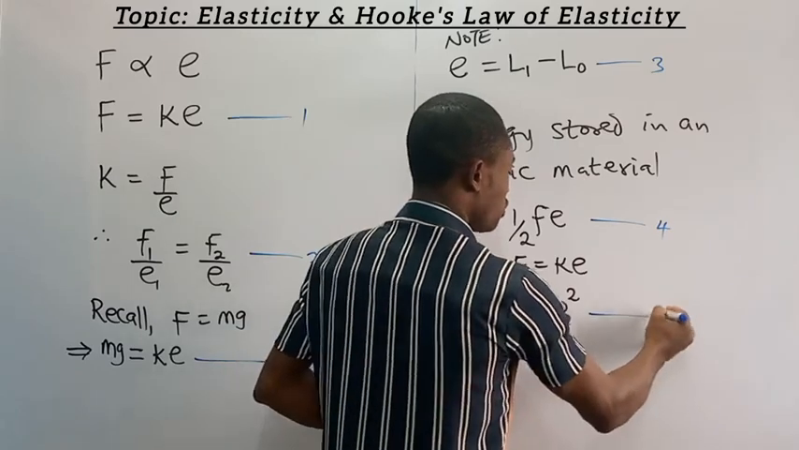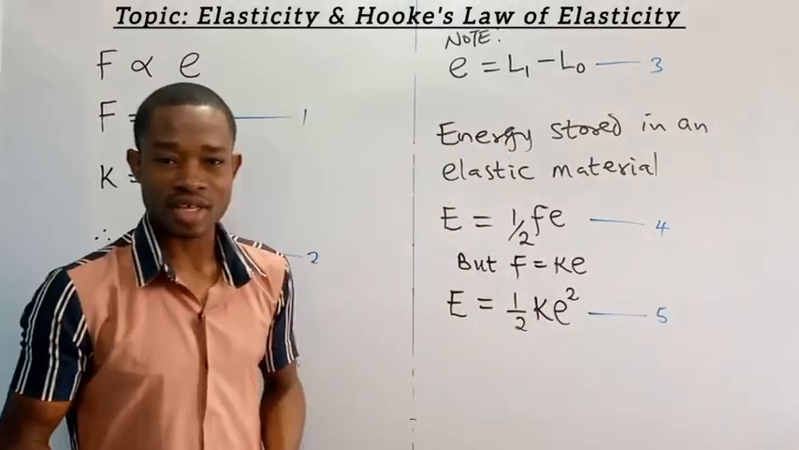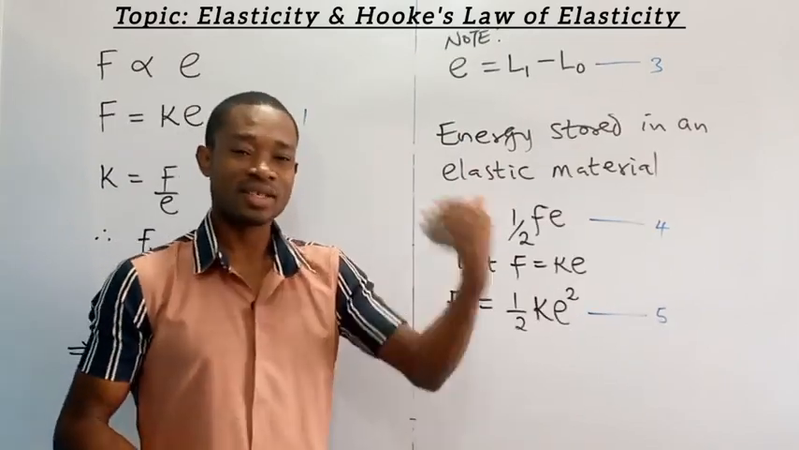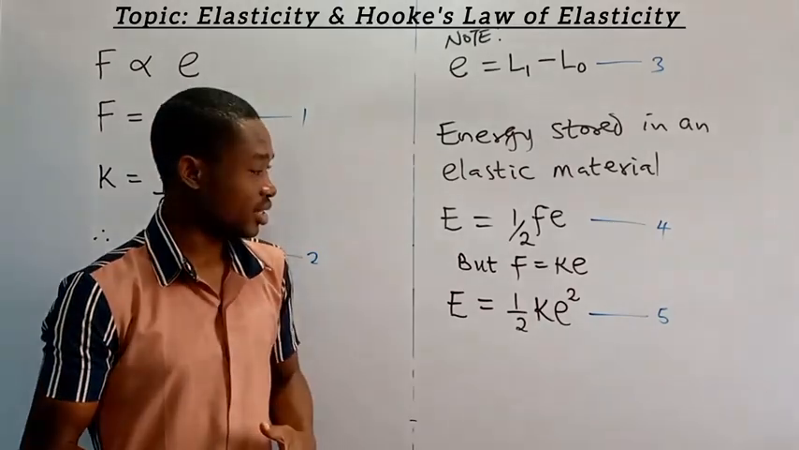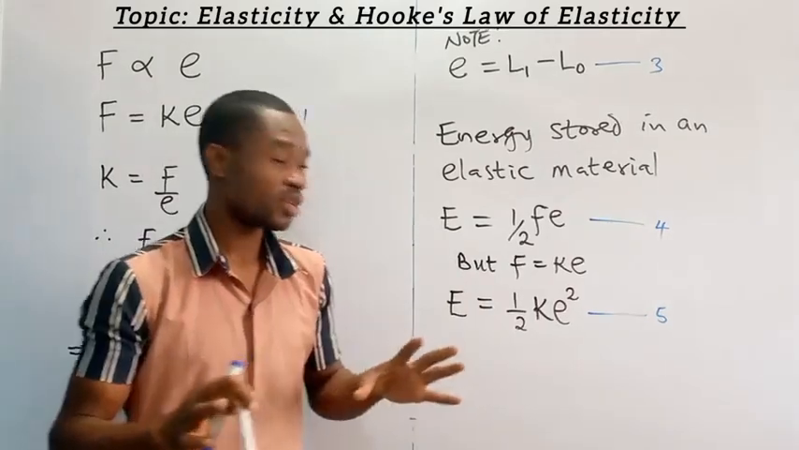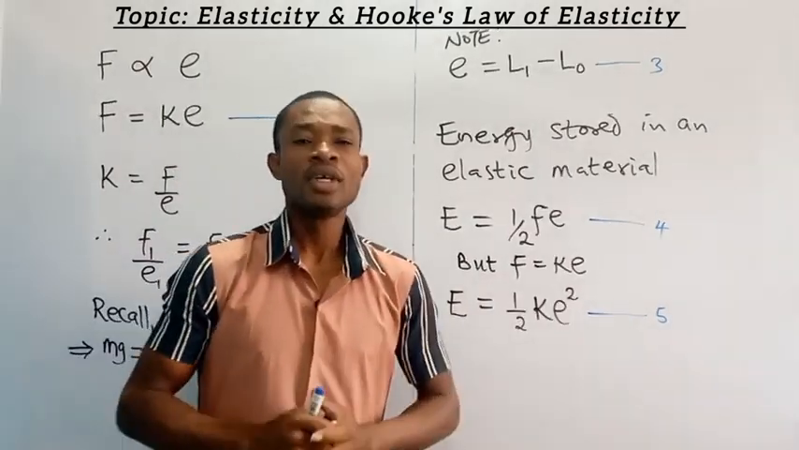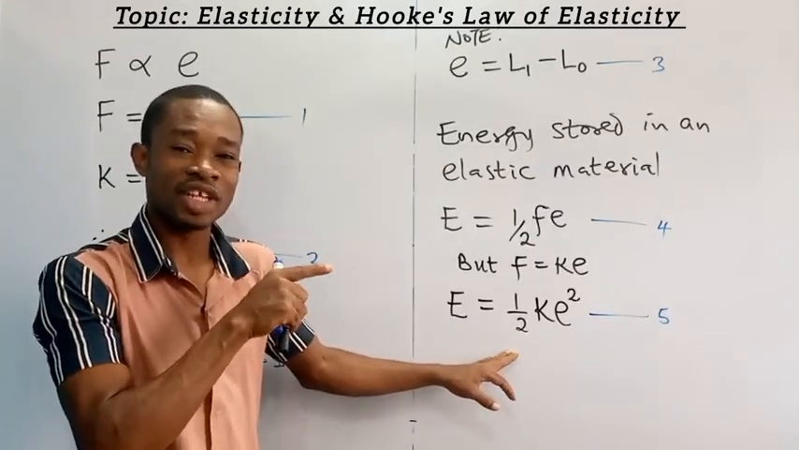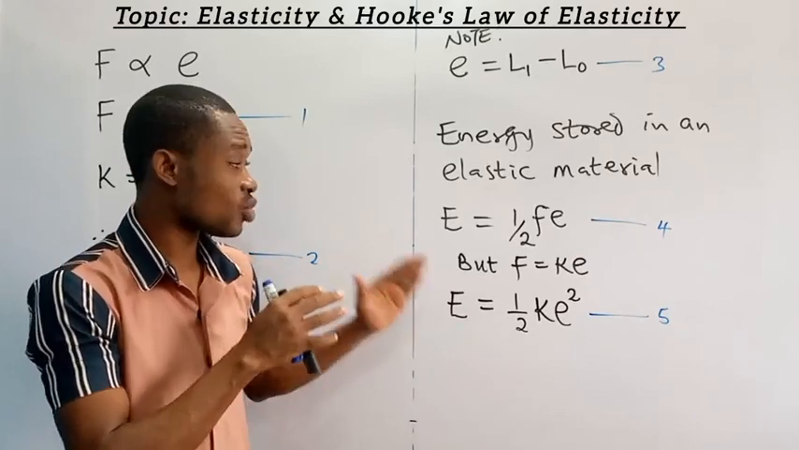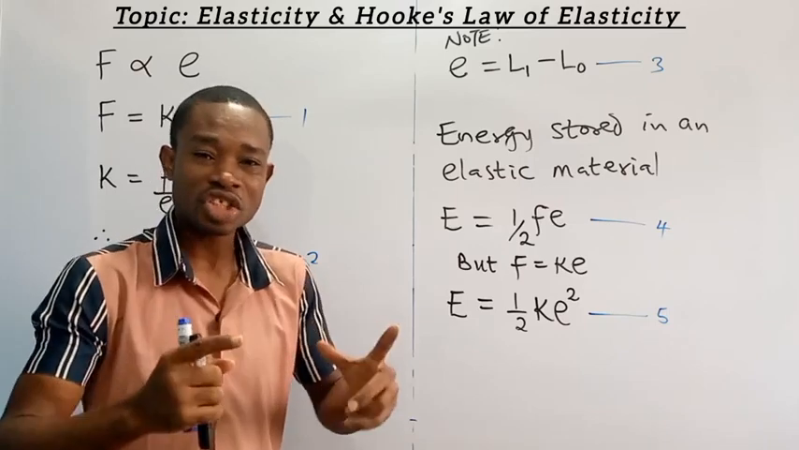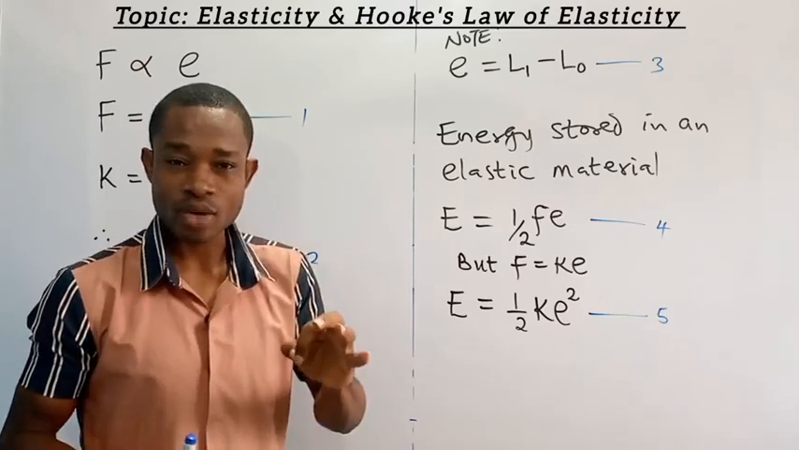Sometimes someone may choose to use X to represent the extension. The choice is yours. In that case, you have half Kx squared, where X is the extension. So this is the energy stored in an elastic material. You want to take note of that. Is that okay? We refer to this also as elastic potential energy of the elastic material. This equation 4 or 5 is also called the elastic potential energy of the elastic material.